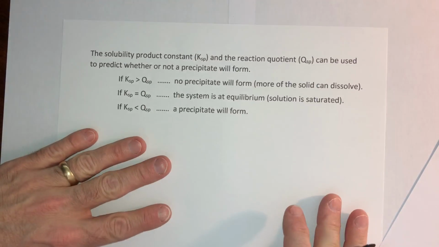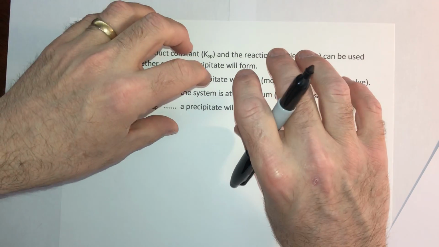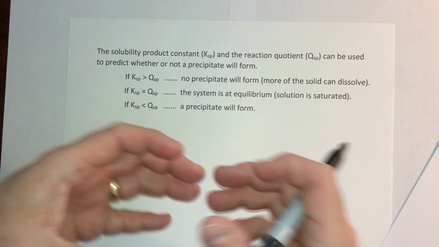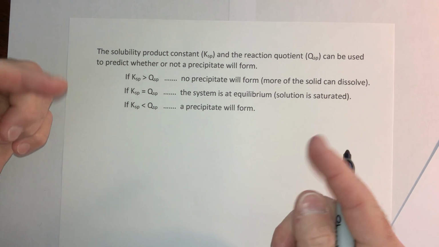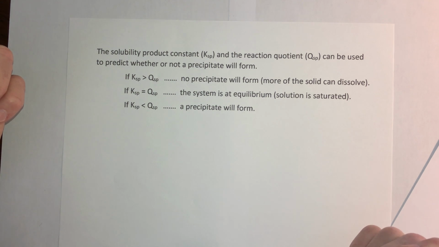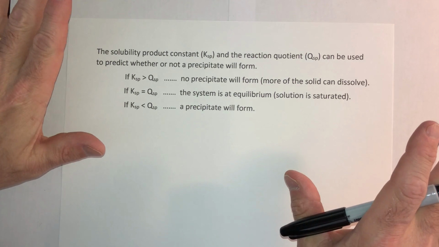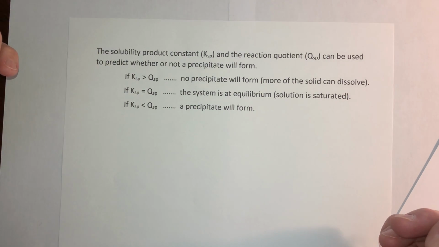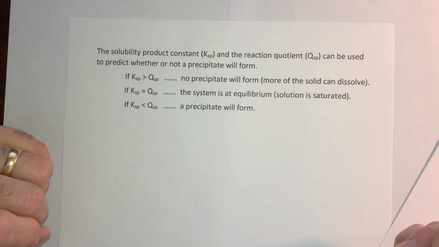Because it allows us to predict, if I add two chemicals to the same container, have I added less than the maximum, or more than the maximum amount? If I add less than the maximum, it'll completely dissolve. If I've added more than the maximum, though, I've got too much, then you're going to get a precipitate.